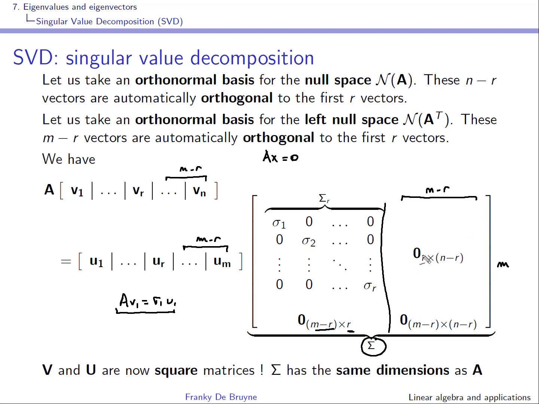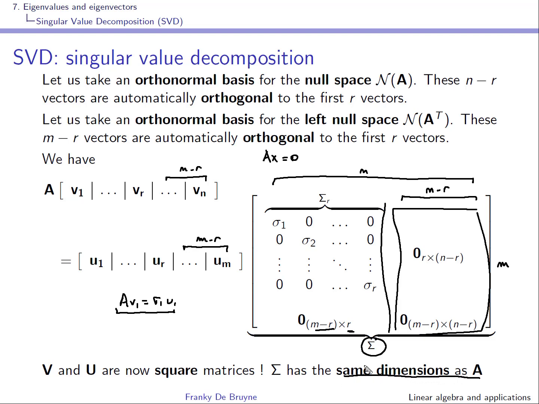You see that you have here r and there m minus r, so this whole matrix, if you consider it to be one matrix, has m rows of zeros, and each row contains n minus r elements. So this leads to the full singular value decomposition, and you see that the matrix sigma has n columns and m rows, so it has the same dimensions as A, as we had seen previously.